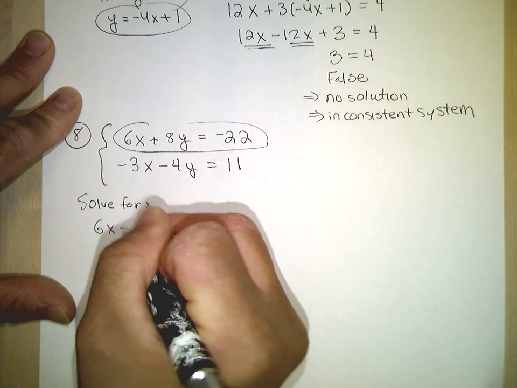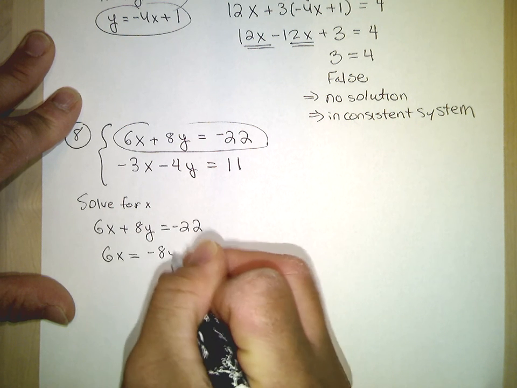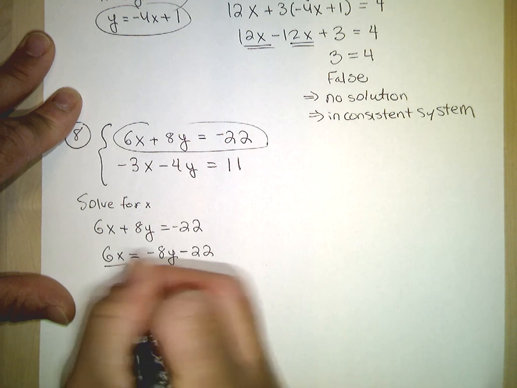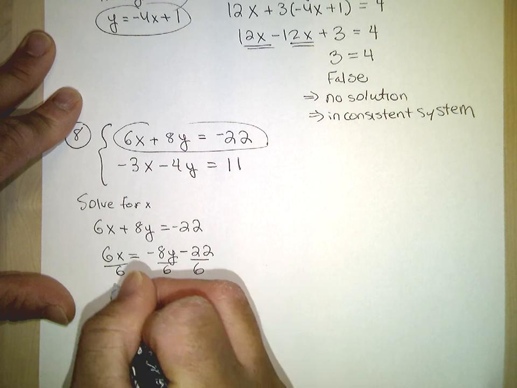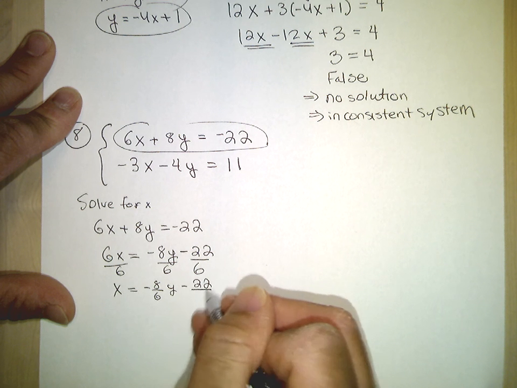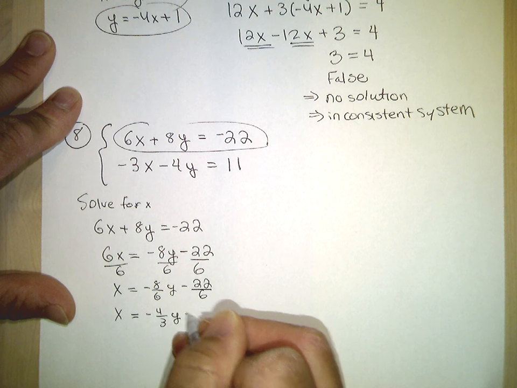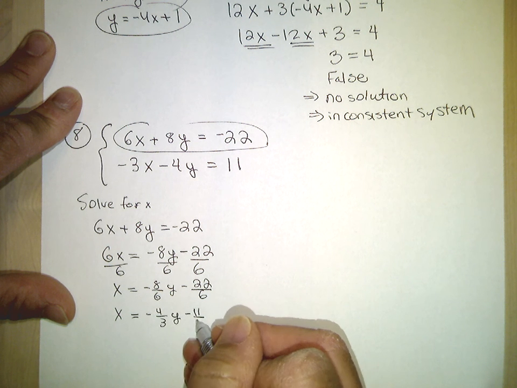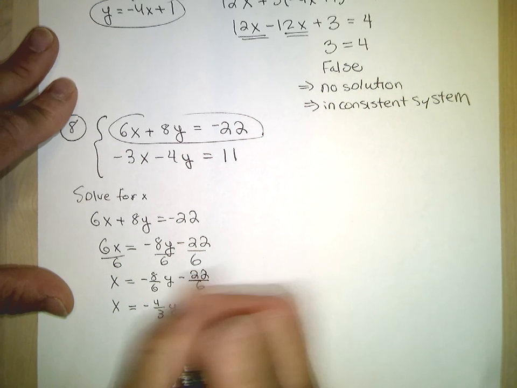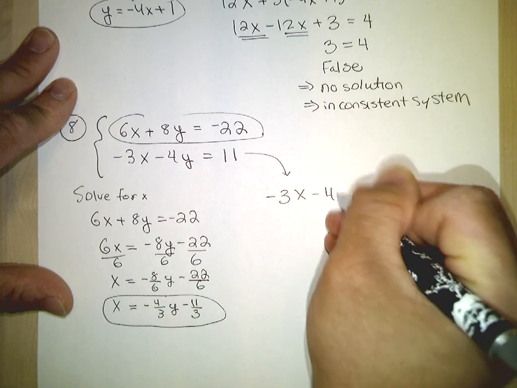So 6x plus 8y is negative 22. I'll subtract the 8y to get 6x is negative 8y minus 22. Divide by 6 to get x is negative 8 over 6y minus 22 over 6. And I'll reduce to get x is negative 4 over 3y minus 11 over 3. All right, so now I'm going to substitute that into the other equation here.